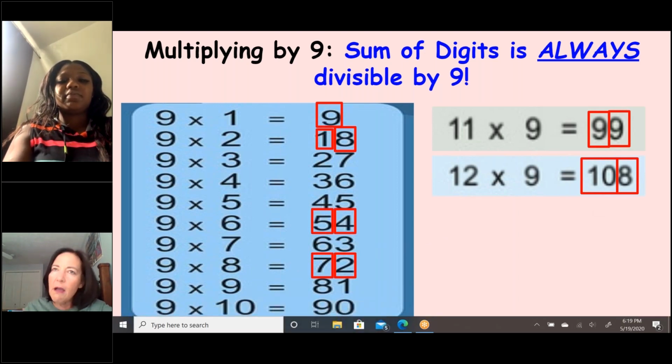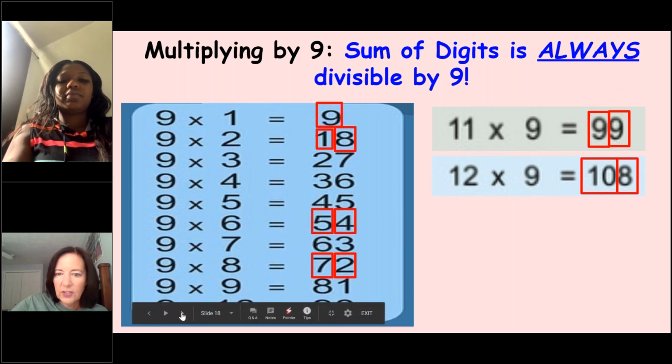Even way beyond learning your multiplication facts. So like when you're working with long division, fractions, ratios, proportions, or scaling, there are all kinds of times when you're looking at a large number and you have to decide, is this going to be divisible by 9? And you can do the long division to figure it out, but you can use this little trick to save you some time.